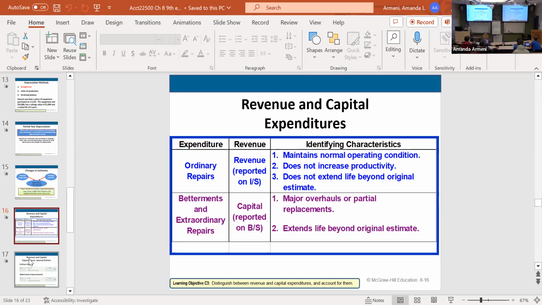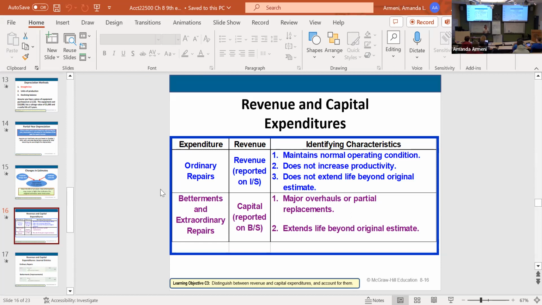So let's take scenario number 1. Scenario number 1 is an ordinary repair. That means we are not improving that asset in any way. We're not making it last longer. We're not making it more efficient. We're not making it more productive. Nothing. We just needed to make a repair to get it back up and running as it always has. Does that make sense? That means we don't have any new value to our asset. We just have a periodic expense. We'll call it repairs expense or maintenance expense on our accounting records, okay?